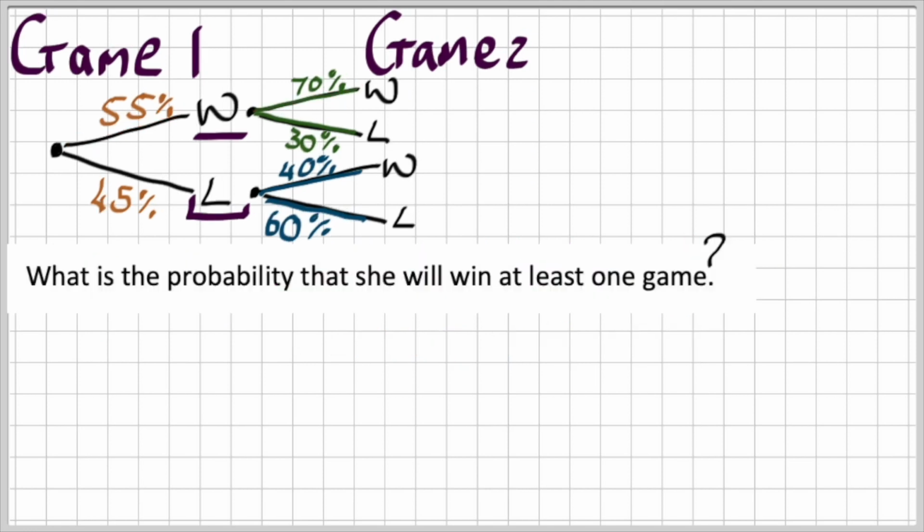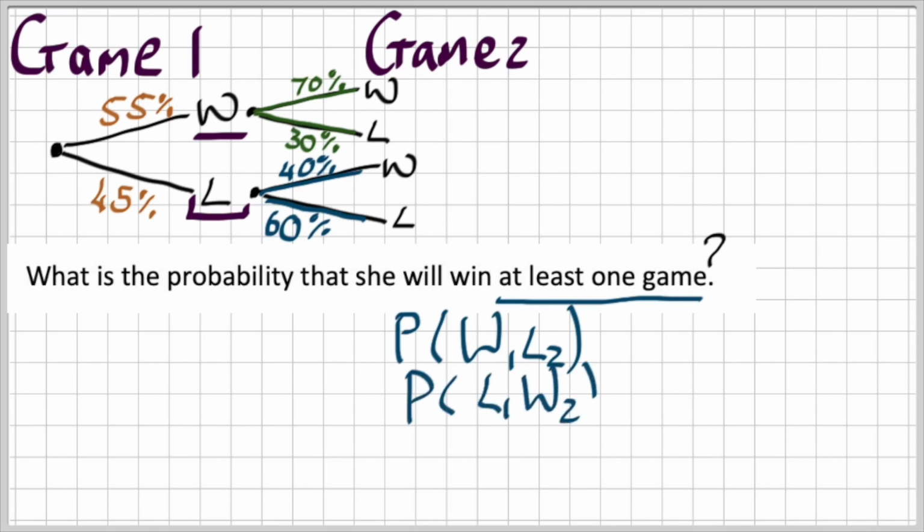Now let's look at the second question. The second question is now, what is the probability that she will win at least one game? So what are my options? First of all, she could win the first one and lose the second one. Or lose the first one and win the second one. Or win both of the matches. So there are my three options. So it's 1 or 2 or both.